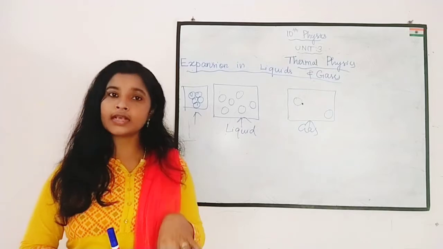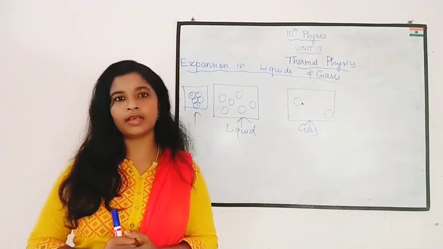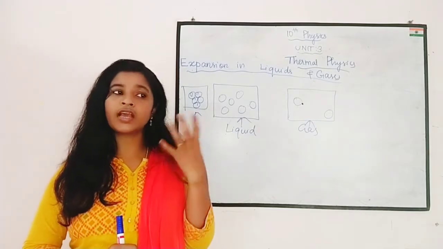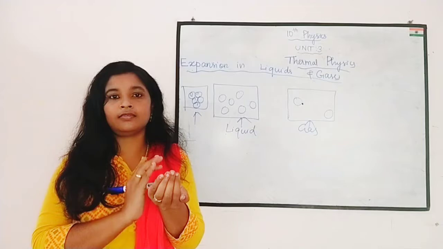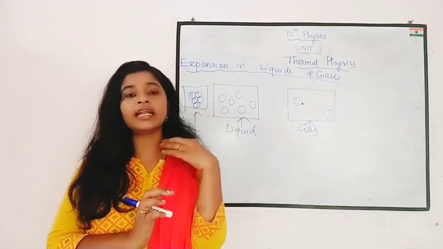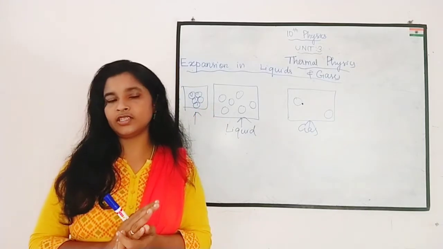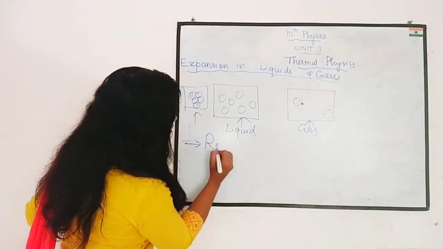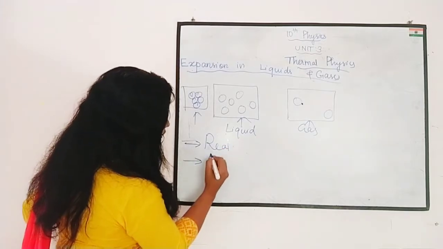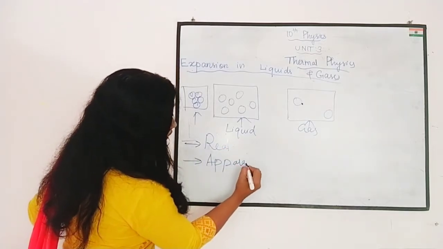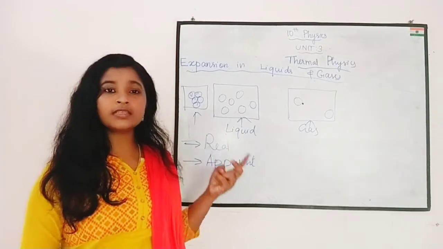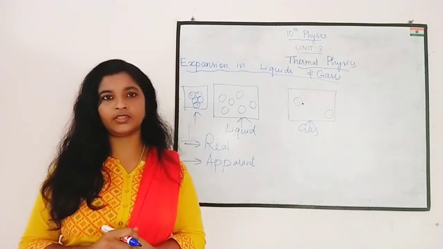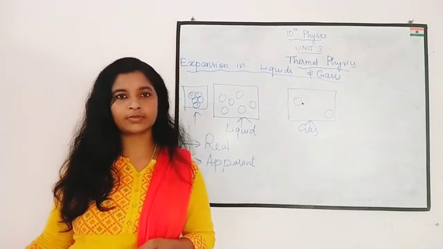So in case of liquid we are having two types of expansion. Can you understand why we are taking two types of expansion? Because we are taking the liquid in a container. Practically we will heat the liquid in a container, so that is not the real expansion. So in case of liquid there are two types of expansion: one is real expansion and the other one is apparent expansion. Real means the level really expands, and apparent means the expansion that is visible to our eyes.